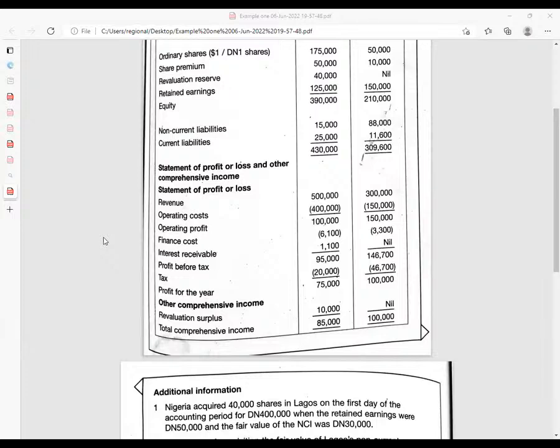I'm just following everything there. I have finance cost. After that, I have interest receivable. After that, I have profit before tax. You can leave some space just in case something crops up. Profit before tax. Then I have taxation itself, tax, which now will bear what we call profit for the year.